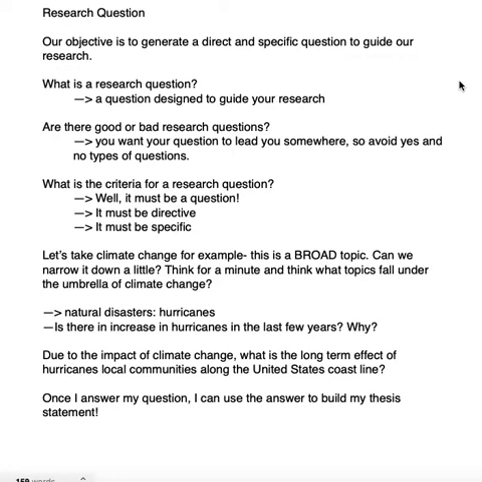So if we look at that criteria for a research question, it must be a question, obviously, because that's part of the title, right? It's a question, but it must be directive and it must be specific. And the reasoning for that is if you choose a very broad topic, when you go to do your research, you're going to be overwhelmed with information. I always tell students it's better to start off a little too specific than a little too broad.